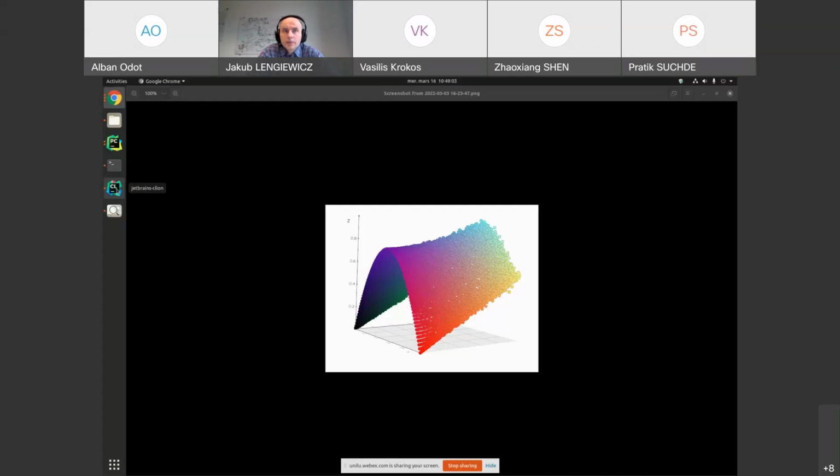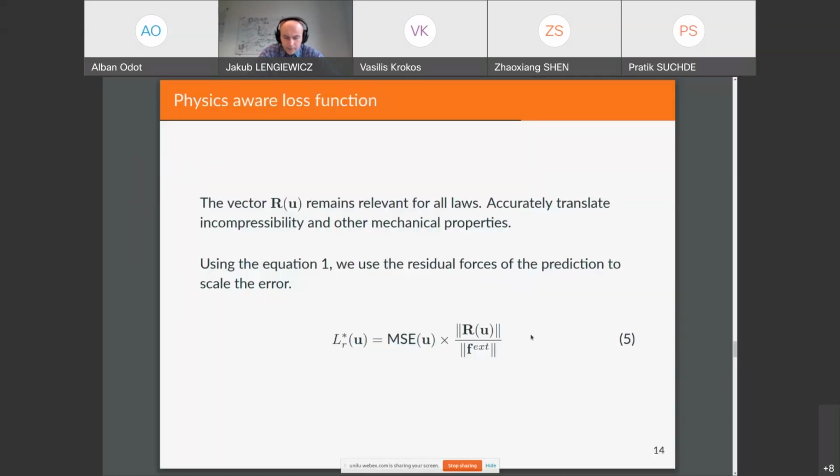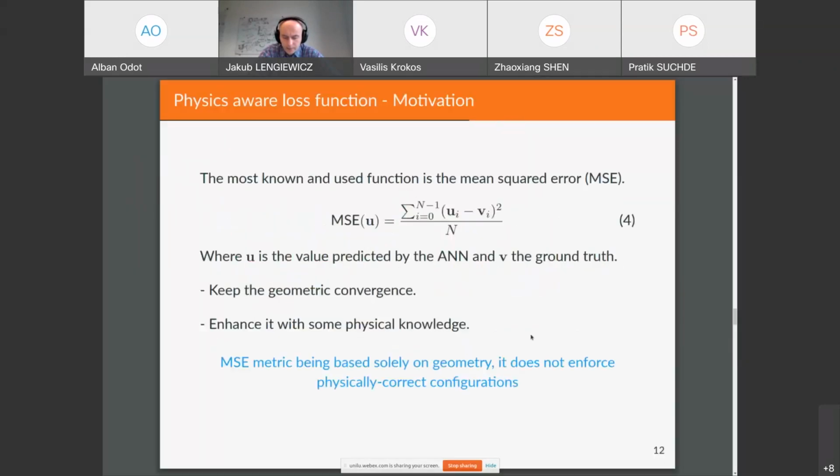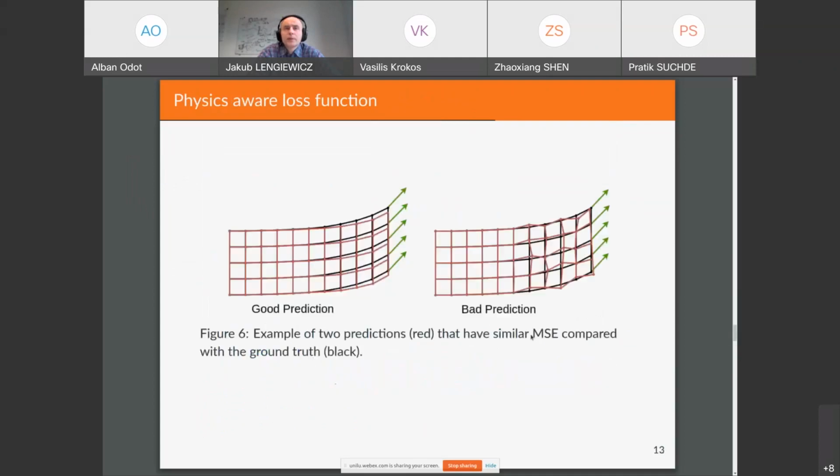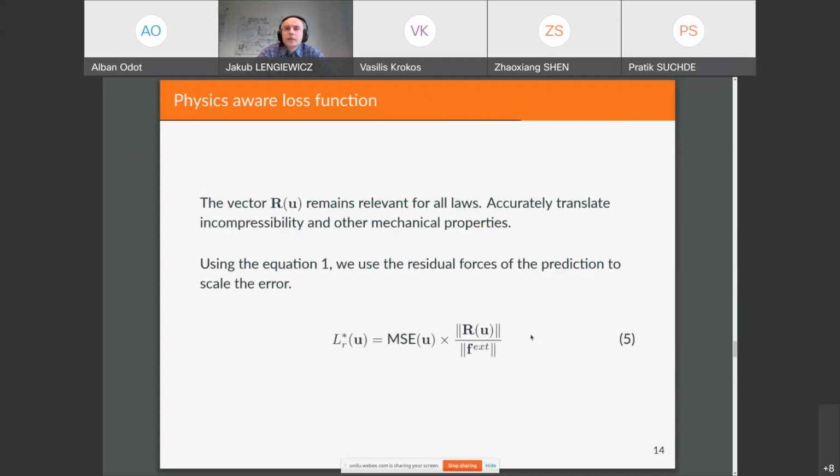But again, in your formulation that you showed us on slide 14, this residual is the full residual that includes the internal and external forces.